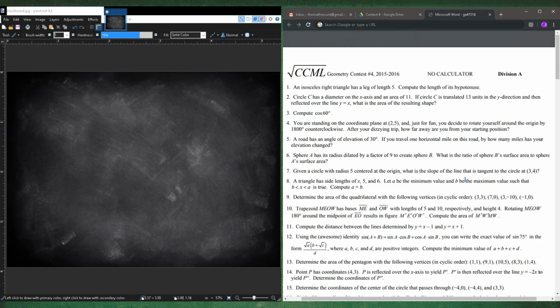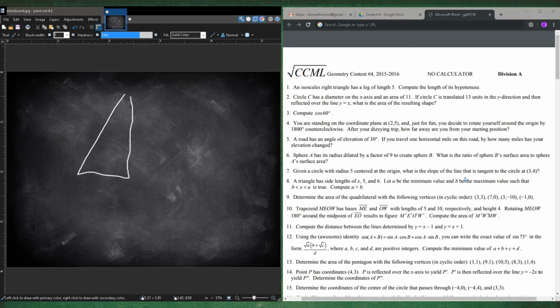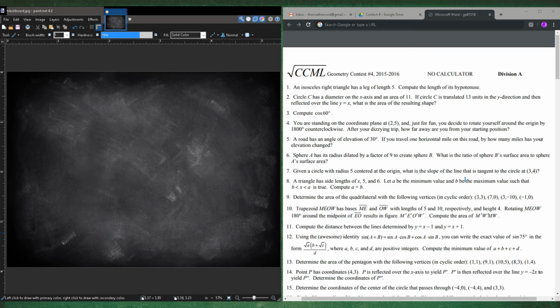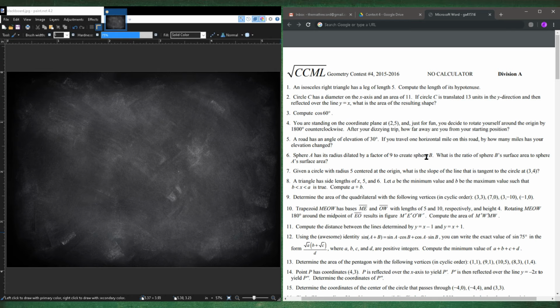Compute the cosine of 60. If you know your 30, 60, 90 triangle, it's basically 30 and 60, and let's say the hypotenuse is x. Then the side opposite the 30 is x over 2, and the side opposite the 60 is x square root 3 over 2. So the cosine of 60 is x over 2 divided by x, which is just 1/2. So for number 3, the answer is 1/2. You should just know the 30, 60, 90. It's the most commonly used, aside from the 45, 45, 90.